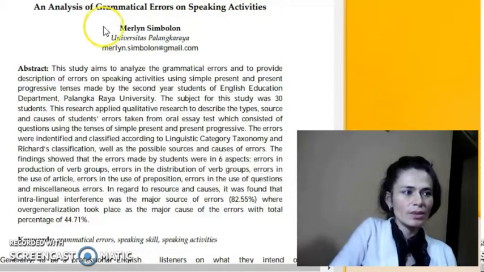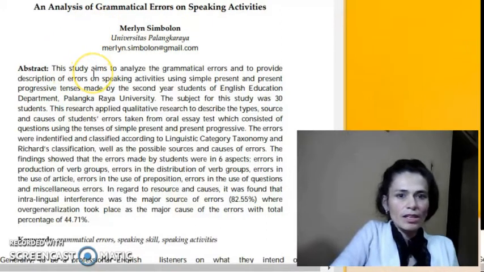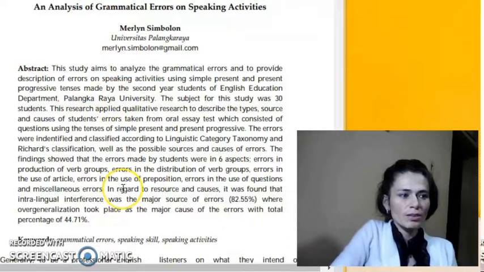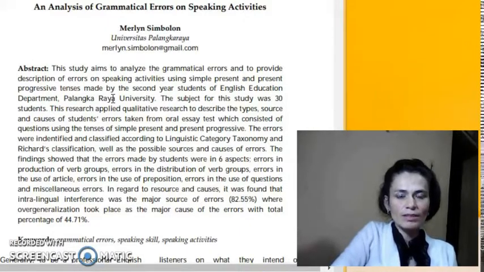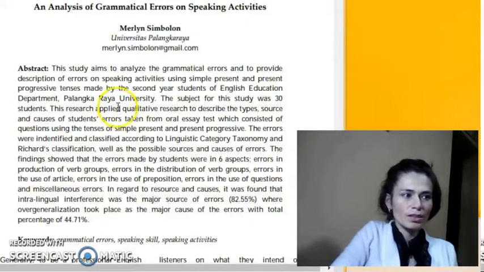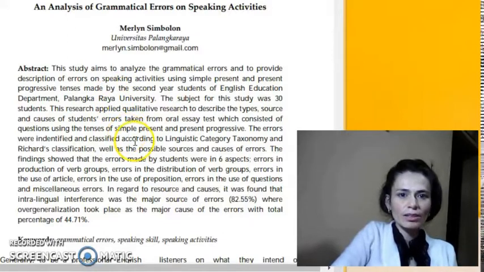The subjects for this study were 30 students of the second year of the Department of English Education of Palangka Raya University in the academic year 2014-2015. The research applied quantitative research to describe the types, sources, and causes of the student errors taken from oral tests with 10 sets of questions about the tenses of the present simple and the present progressive.